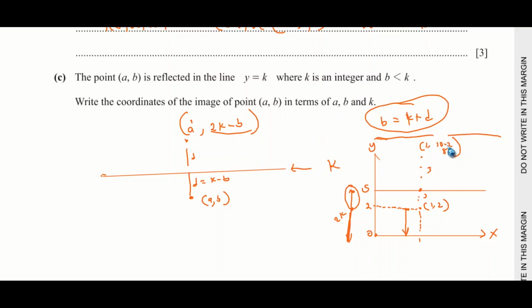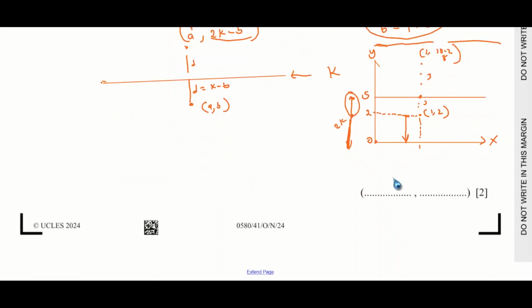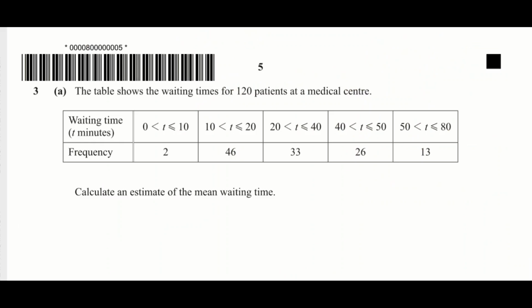That is what I intended to explain to you. I think it should be clearer now with this explanation. So let's write a here and we write 2k minus b. That will be the coordinate of the reflection. So let's go to the next question. That will be question 3.